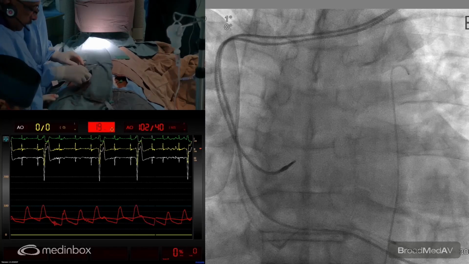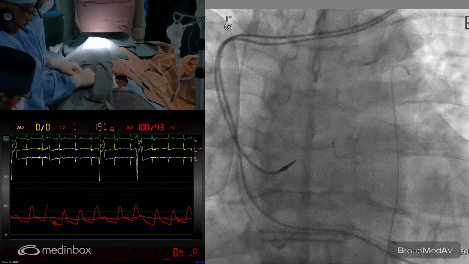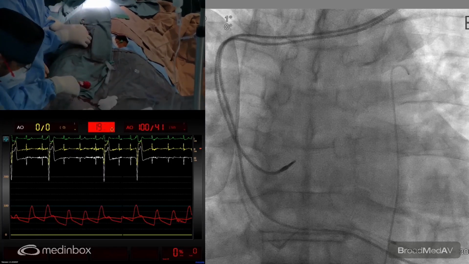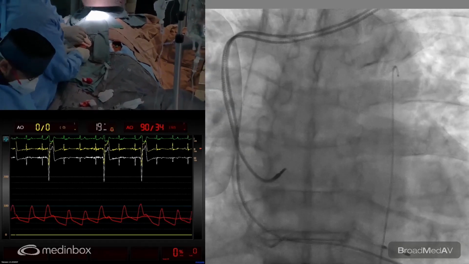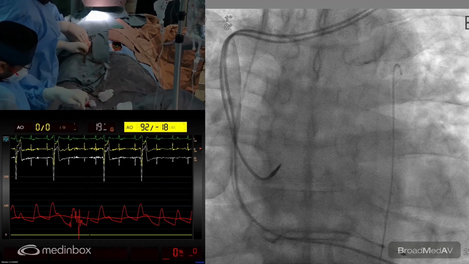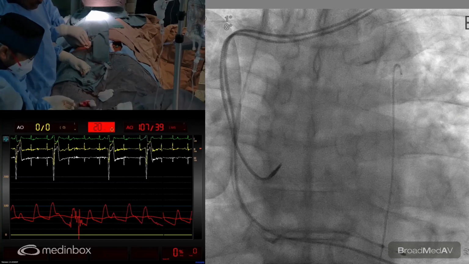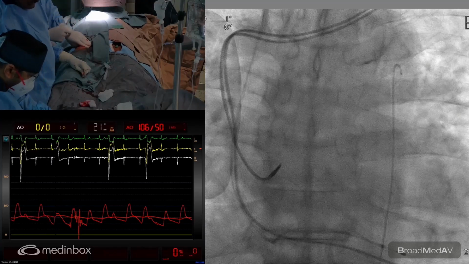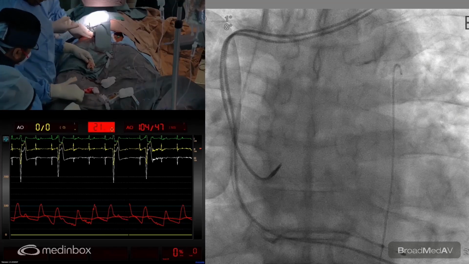So what I'll do is remove the 9 French sheath. Ready with the dilator? Yes, please. Okay. 9 French. Get the bigger sequential dilator, please.